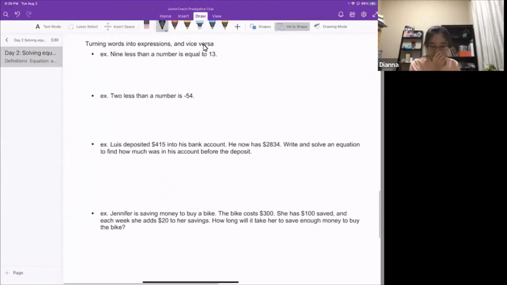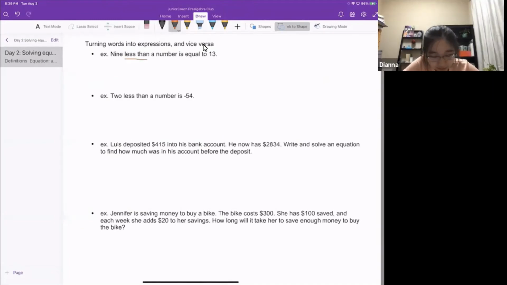So this is the last stuff. So turning words into expressions and vice versa. So here, we're basically just turning words into the expressions that you saw in the last few examples. So let's look at the first example. 9 less than a number is equal to 13.